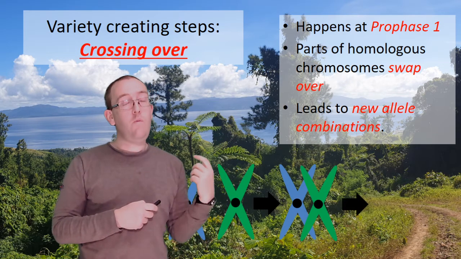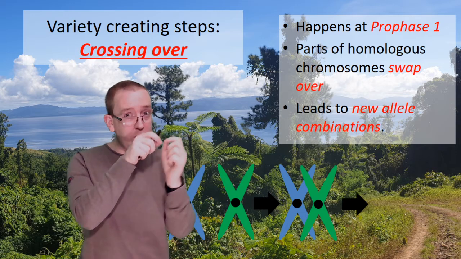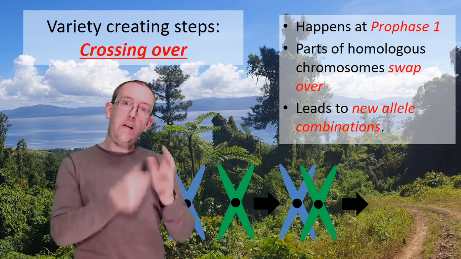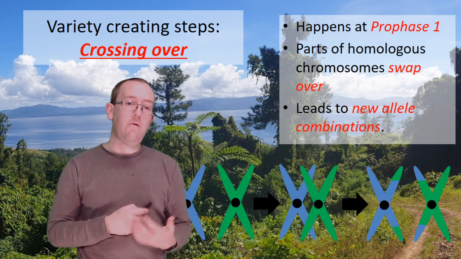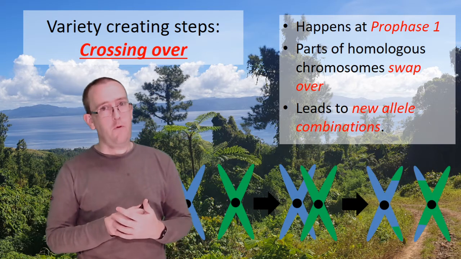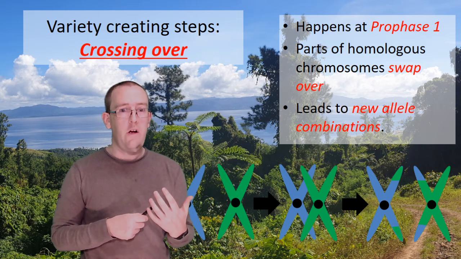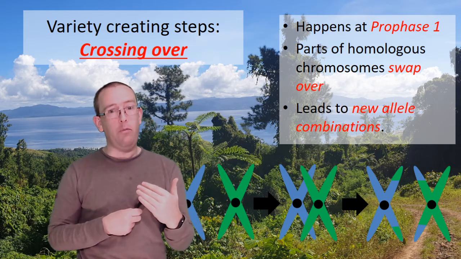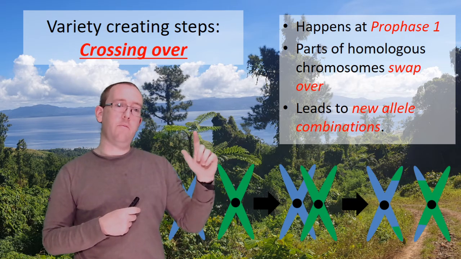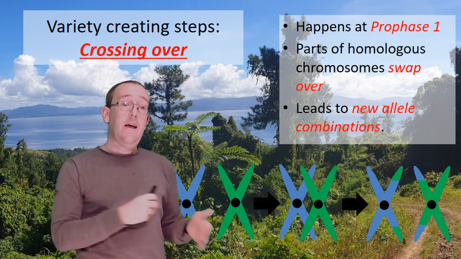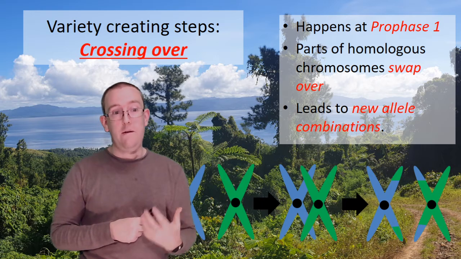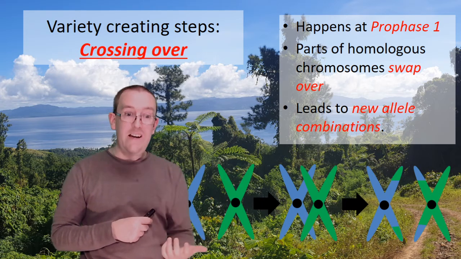So what then happens after this twisting, snapping and rejoining stage is you end up with chromosomes with allele combinations that you've never actually seen before. They could be completely new. Because if this didn't happen and two genes were on the same chromosome, they'd always be doomed to go down the generations together.